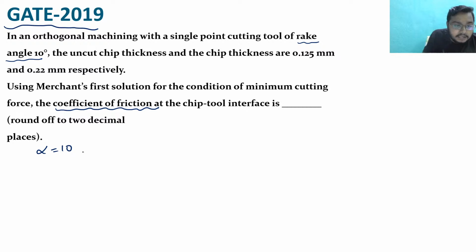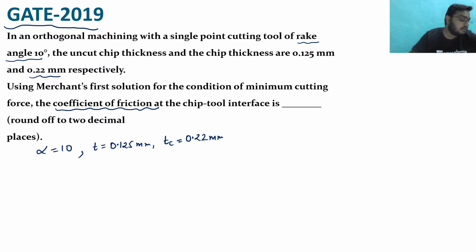Uncut chip thickness is given, that is T. So uncut chip thickness is 0.125 mm, and chip thickness is given as 0.22 mm. Why would you find something else? In the question only the coefficient of friction is given, so you have to calculate only this thing, right?